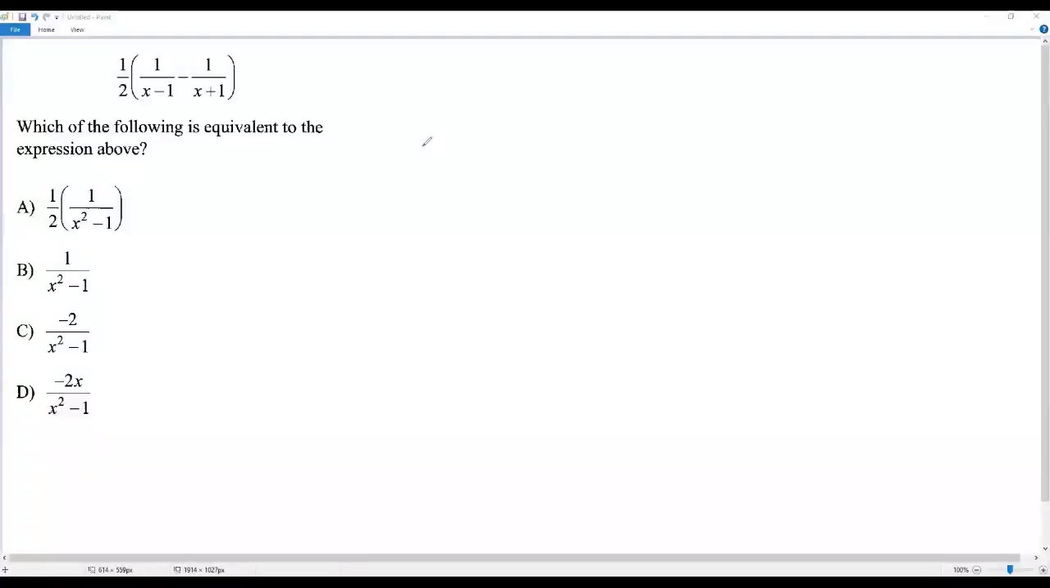Here we have a SAT math question. Okay, let's go with the information. There is a rational expression given over here. Which of the following is equivalent to the expression above? In the given answer choices, we have to find the one which is equivalent to this expression.